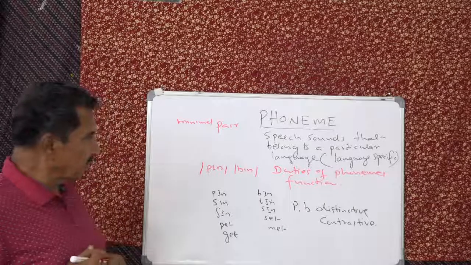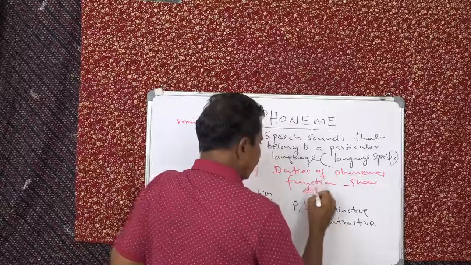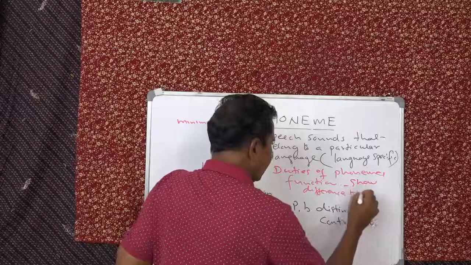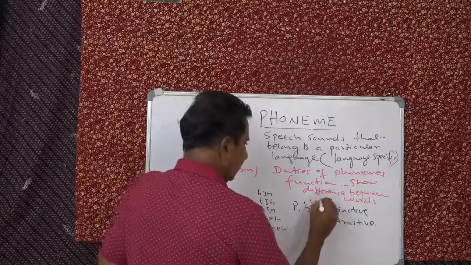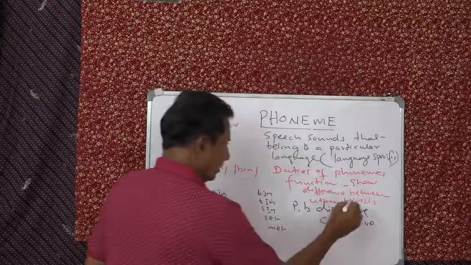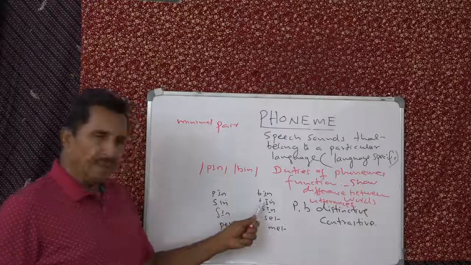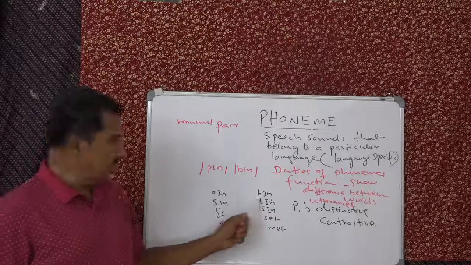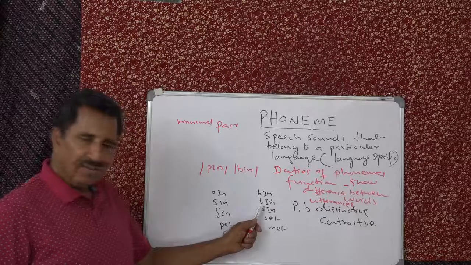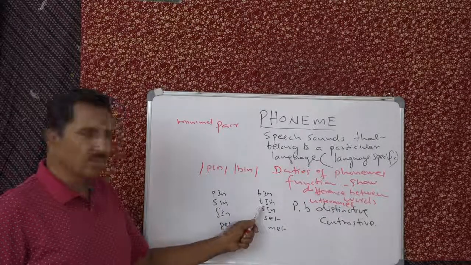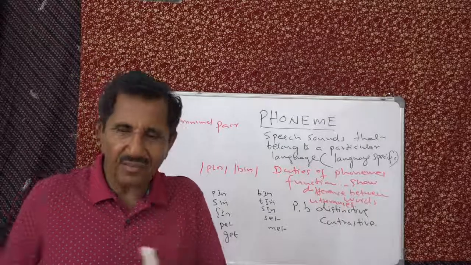So therefore, the second point is, the function of a phoneme is to show difference between words, or you can say utterances. Utterance means words. So that is the second point. How will you show that? This pin is different from bin because p is substituted by b. That means both are contrastive. Here sin, s is substituted by t, then the meaning changes. And the meaning changes because both are contrastive, or distinctive we can say. One is different from the other.